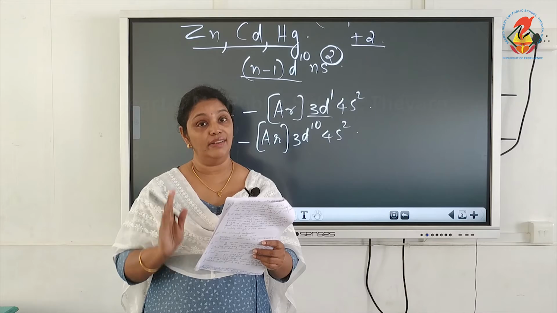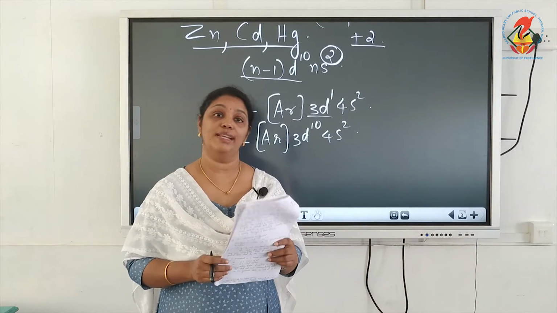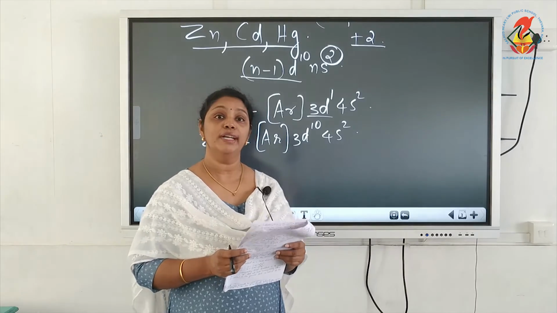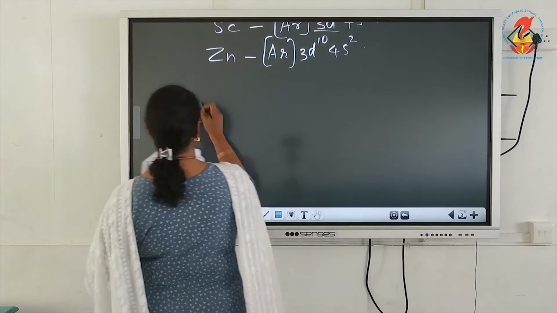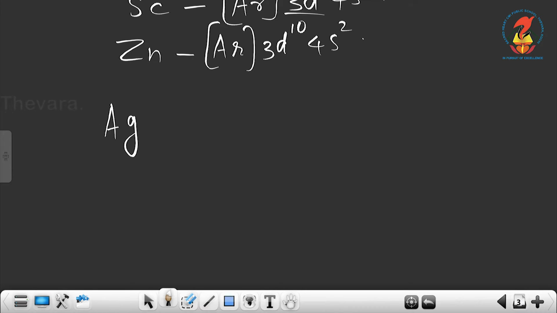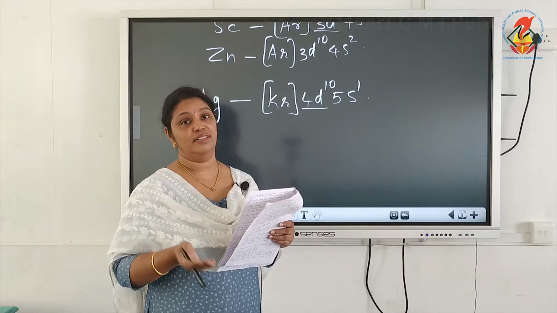So the question is, silver has a completely filled d orbital in its ground state. So let's write the electronic configuration of silver. The electronic configuration is krypton 4d10 5s1. Now you can see there is no unpaired electron in the d orbital in the ground state, but still silver is considered as a transition element.